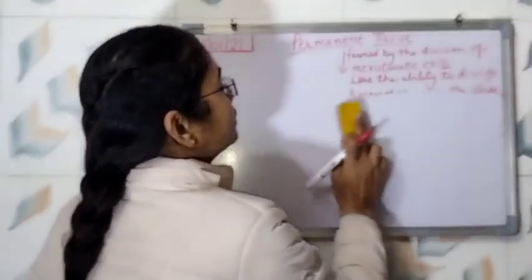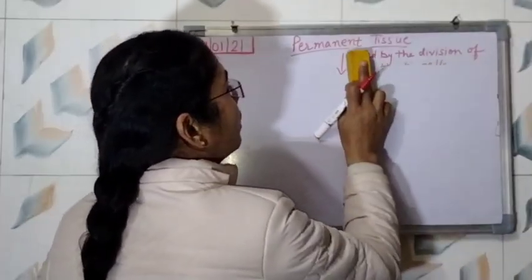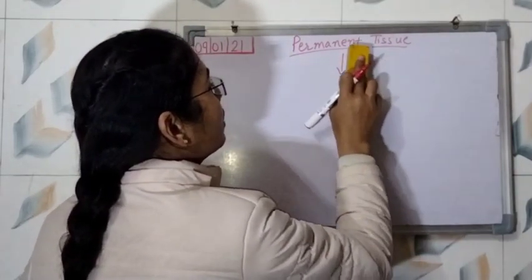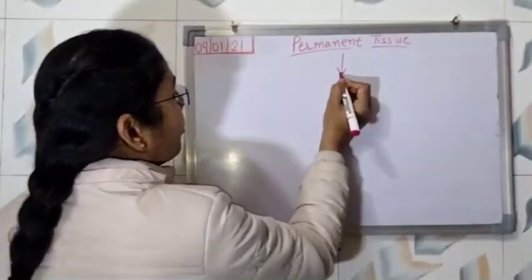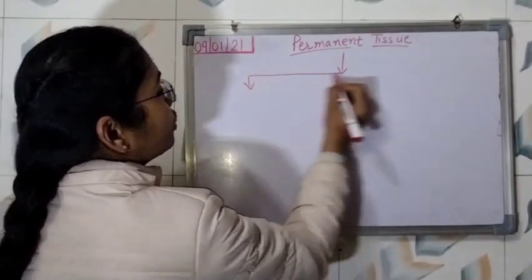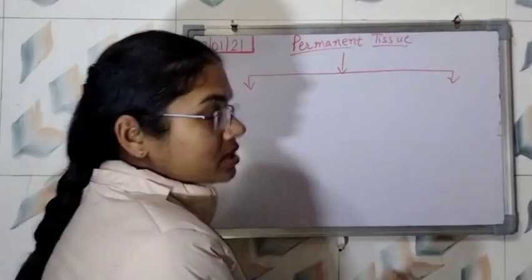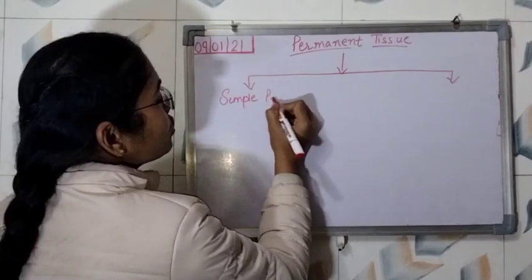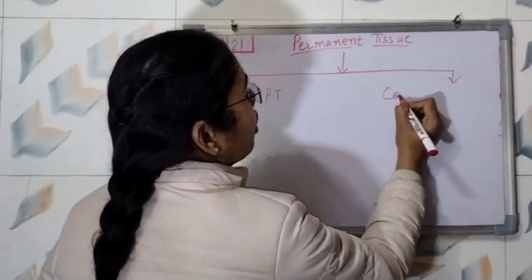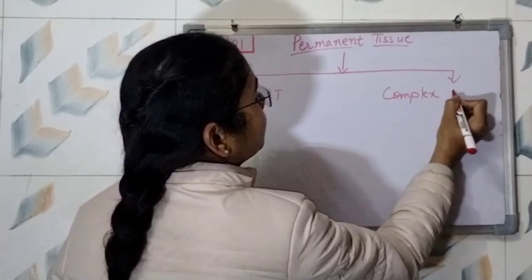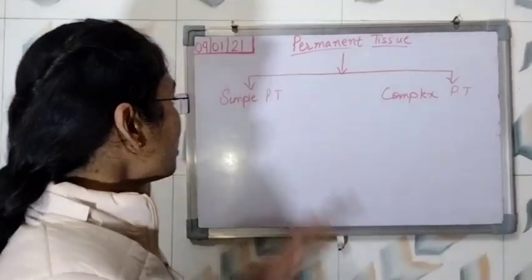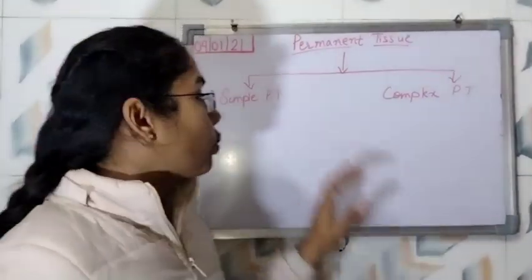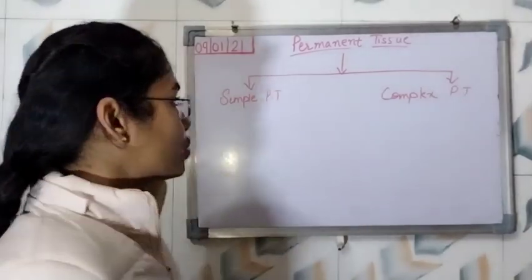Moving further, this permanent tissue is broadly divided into two parts. The one is simple permanent tissue, right? And the other is complex permanent tissue, right? So simple permanent tissue and complex permanent tissue. And in today's class, we will study simple permanent tissue. Okay class?